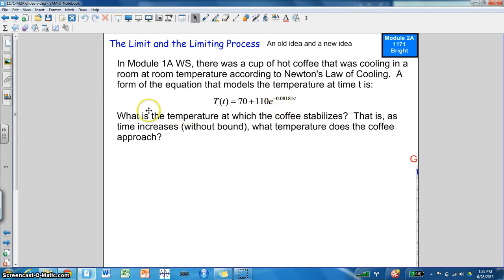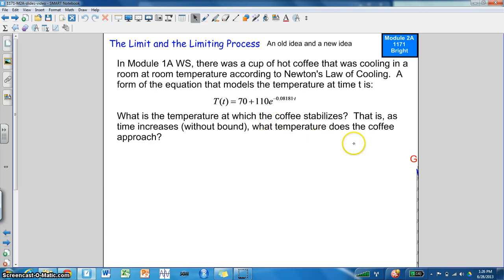Okay, so what we want to know is: what is the temperature at which the coffee stabilizes? As you increase time without bound, what is the temperature that the coffee approaches? In a couple of problems in WeBWorK, we use the term steady state. Same idea. What does it approach in the long run? What does it approach after a long time?